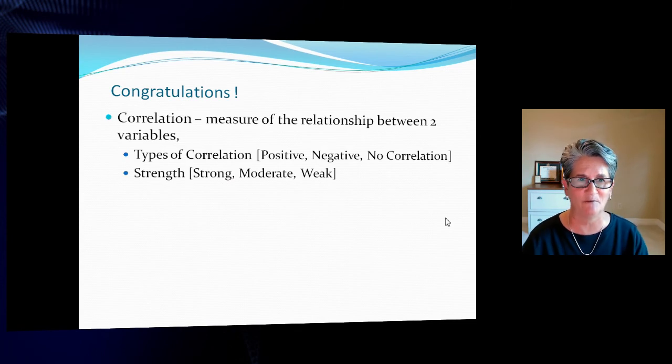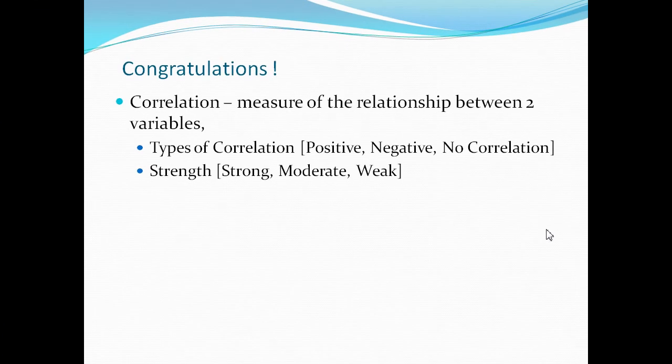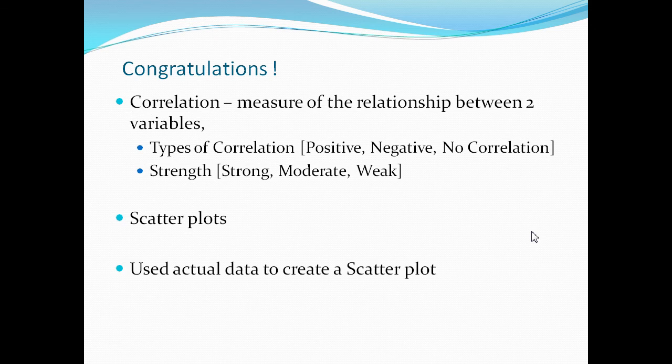Congratulations! You've completed my webinar on correlation. Correlation is a measure of the relationship between 2 variables. We looked at the types of correlation and the strength, strong, moderate, or weak. Then we looked at a number of scatter plots to get a quick picture of what's going on with data. Lastly, we used an actual data set to create a scatter plot by hand, and then we compared our results to output from SPSS.